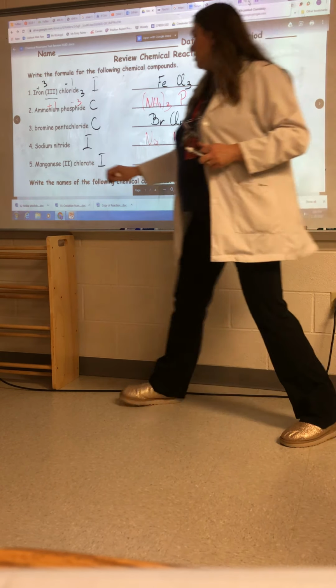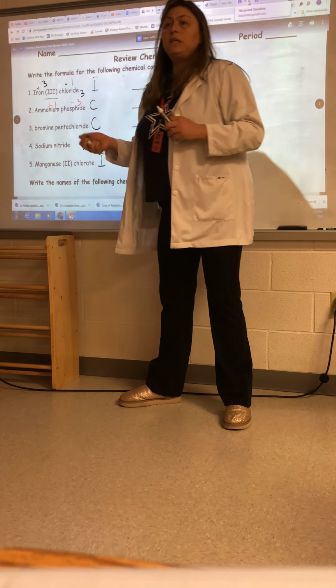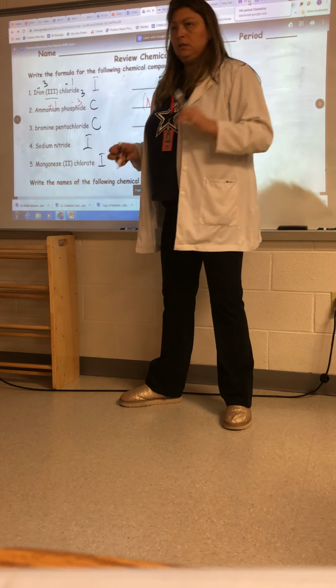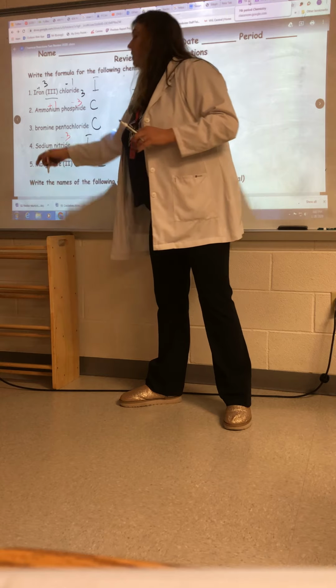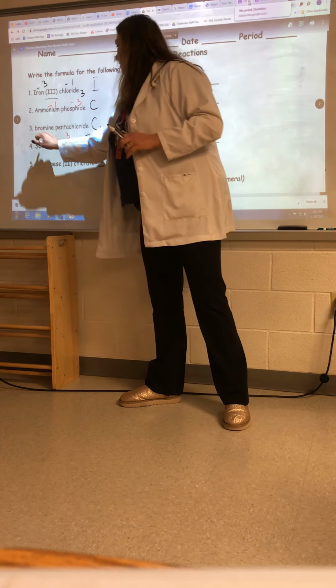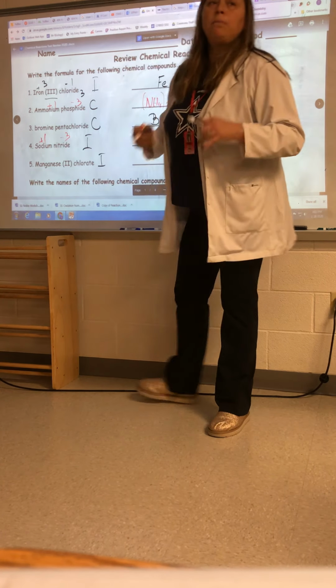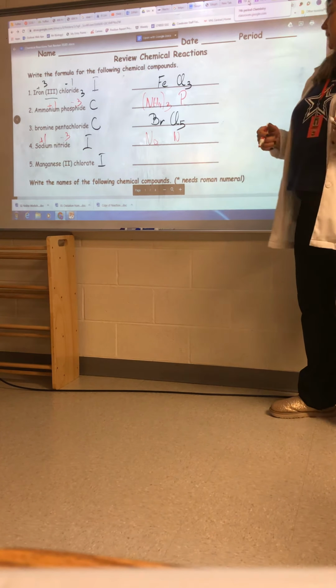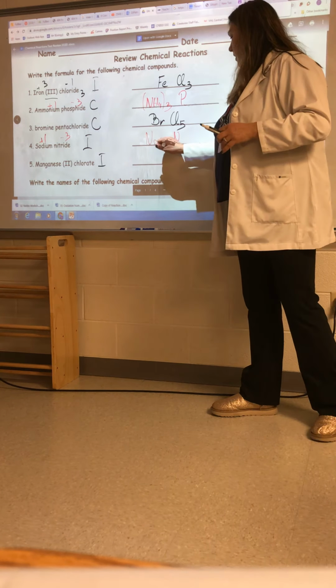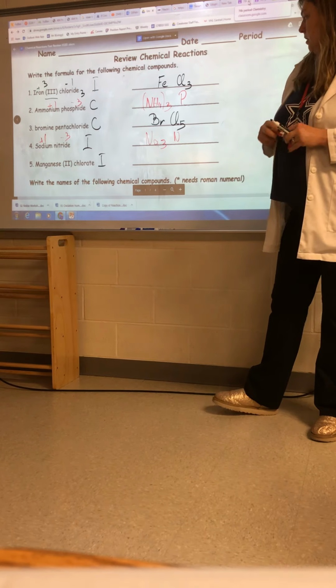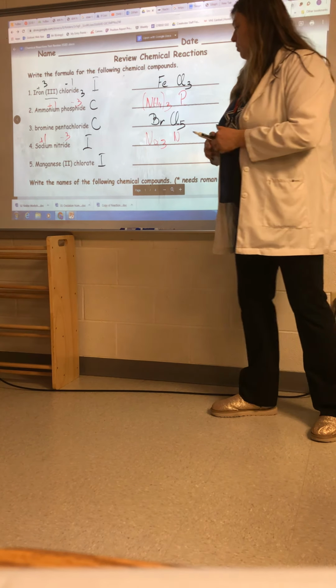Nitrogen has what charge? Again, traditionally nitrogen is -3, traditionally sodium is +1. How many +1s do I need to balance out my -3? 3, so Na3N. Alright, the next one, manganese 2 chlorate.